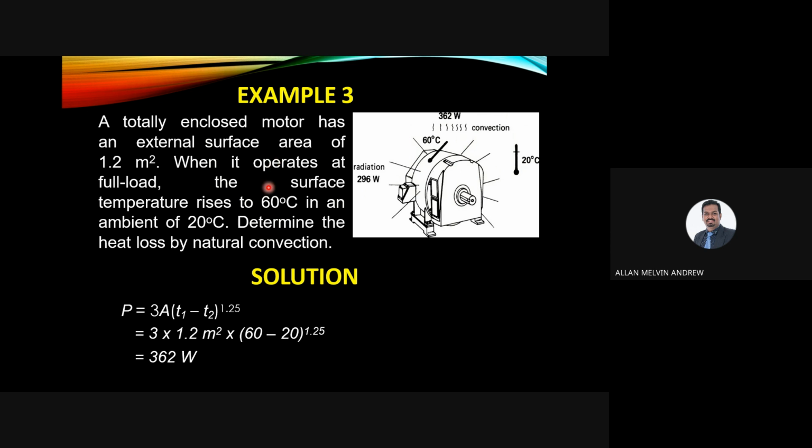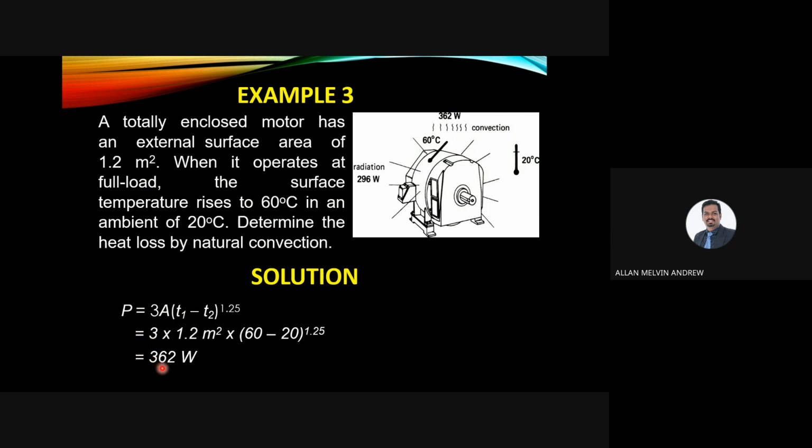So how do we calculate? We use the first formula, P equals 3A(T1 minus T2) to the power of 1.25. So 3 times the area, 1.2, which is given. T1 minus T2 is 60 minus 20, to the power of 1.25.